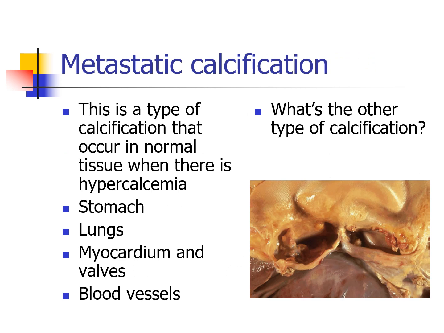Hypercalcemia can cause metastatic calcification in various sites, such as the stomach, the lungs, myocardium, the valves, and blood vessels. You can see in this picture metastatic calcification in the valves, such as seen here.